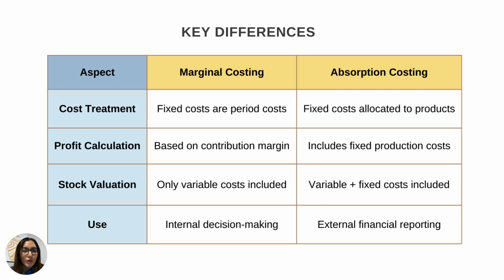Again, let's go back to our key differences. Profit calculation by absorption costing includes fixed production costs also. Stock valuation. In stock valuation per marginal costing, we take only variable costs. But in stock valuation per absorption costing, we take both variable and fixed costs. When we use marginal costing, it is mostly for internal decision making, but absorption costing we also use for our external financial reporting.